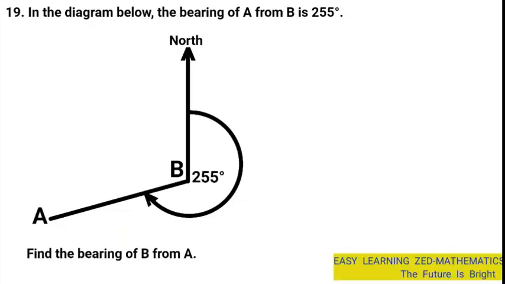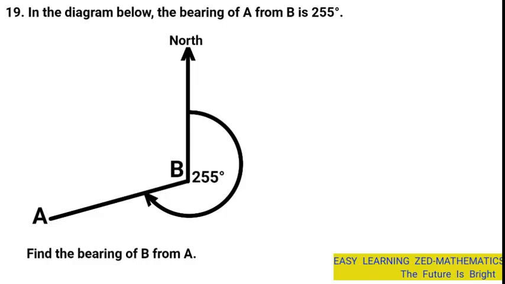Okay, question 19 was as follows. In the diagram below, the bearing of A from B is 255 degrees. So you need to take time and study the diagram. This is the diagram below, as you can see. You take note of the points being mentioned: north, B, A, and where the 255 degrees is. Okay, now let's go to the question.